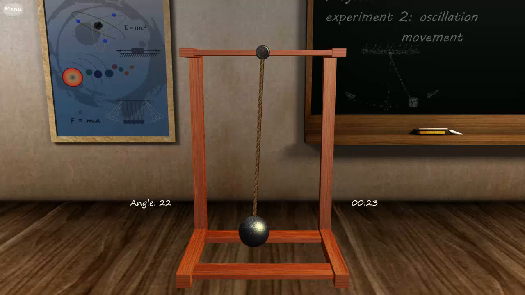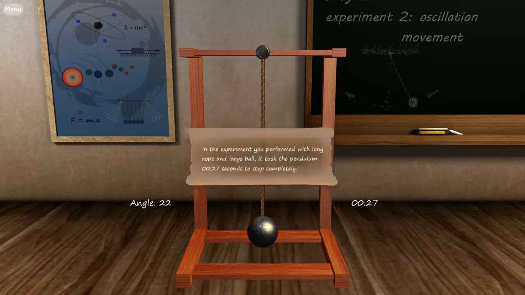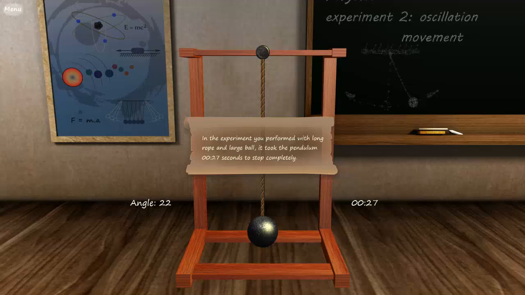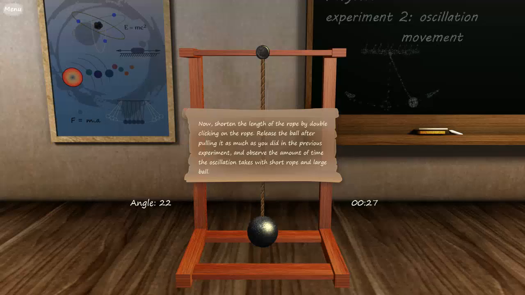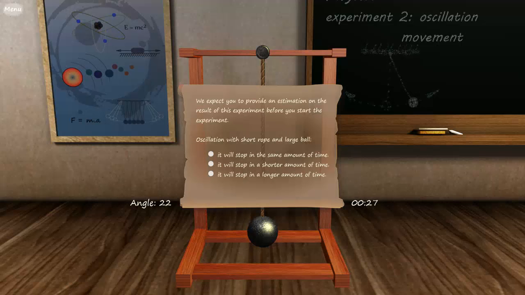But you can see they've got the physics. They've got objects in here. Wow, this is going a little bit longer than I thought it would. Excellent. So it finished. It said it took 27 seconds. What it's going to have me do now is shorten the rope and ask me, is it going to go the same amount of time if I shorten the rope with the same weight? Is it going to be shorter or longer? Anybody know the answer?